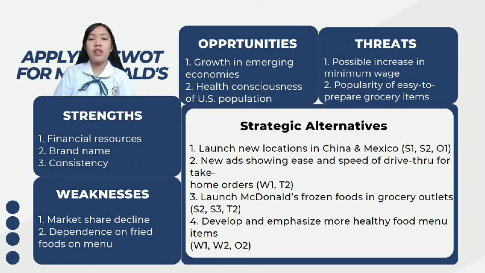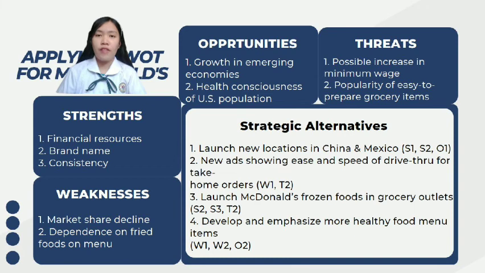The third step is focus on the strengths and threats. They come up with the strategic option to launch a McDonald's line of frozen foods in grocery stores and the use of internal strength in brand name and consistency to reduce the external threat posed by the easy-to-prepare grocery items.